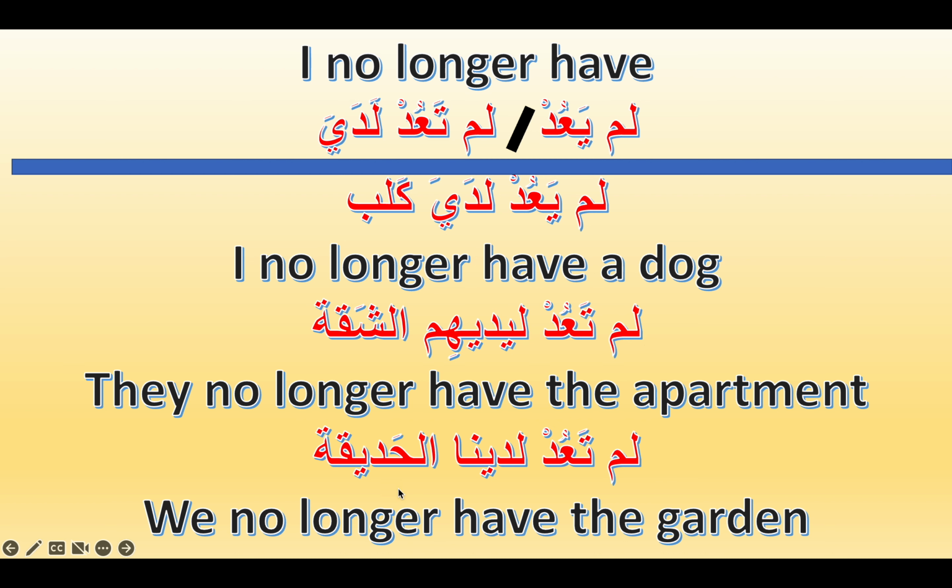We no longer have the garden. Now, garden in Arabic is al-hadiqa. And this is feminine. We know this because of the tarmabuta. So we're going to use ta'ud to say no longer. So لم تعود لدينا الحديقة. لدينا is we have.